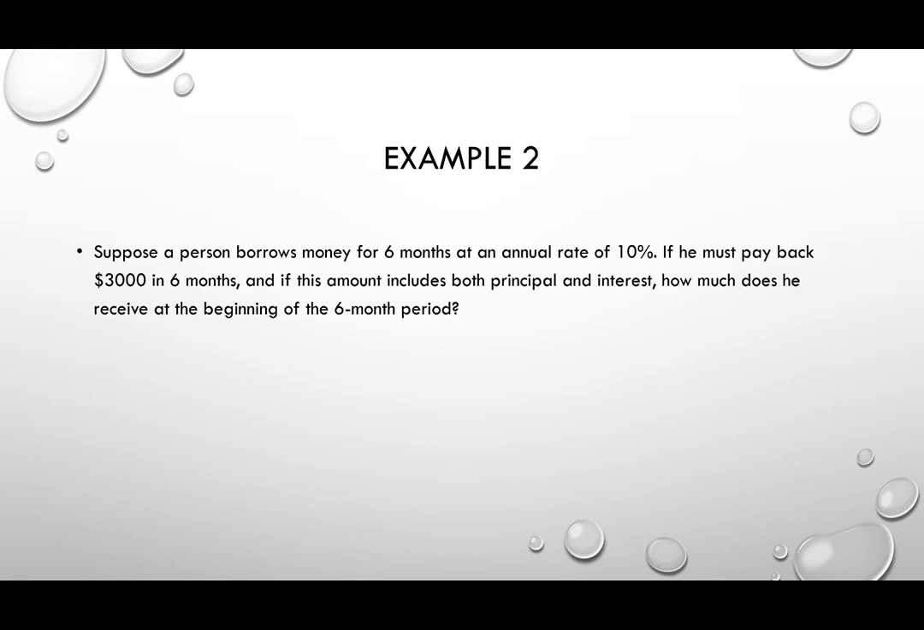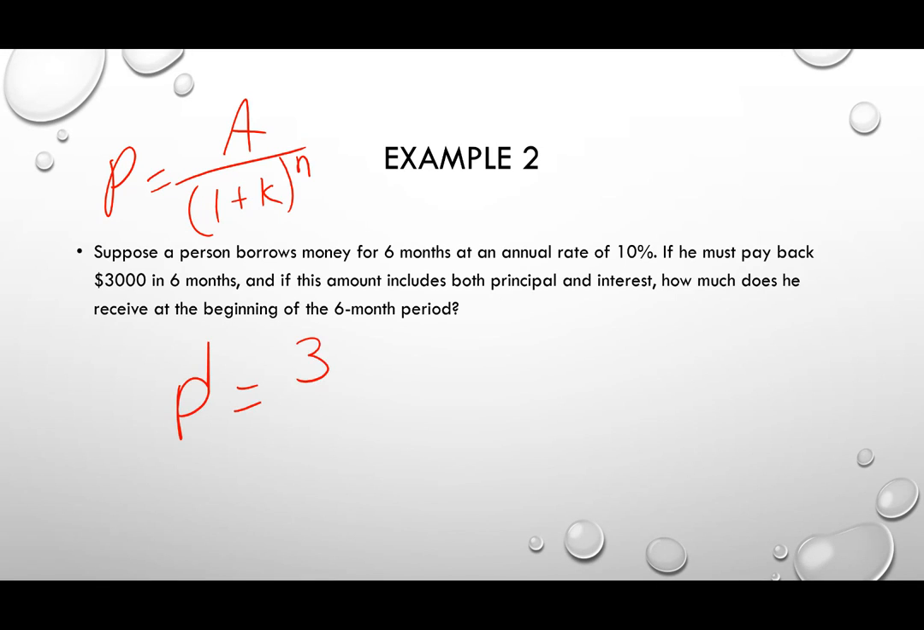So, very similar. We're going with our formula. Our present value equals our future value divided by 1 plus K to the N power. Our future value is 3,000, so we plug that in for A. 3,000 is how much we're going to have to pay back in 6 months, divided by 1 plus K. For K, we have 10% interest, so it's 0.1. You can write 0.10 if that helps. And it's compounded, I'm assuming, semi-annually, since it's going on 6 months, so that's going to be divided by 2, which makes the K value 0.05.